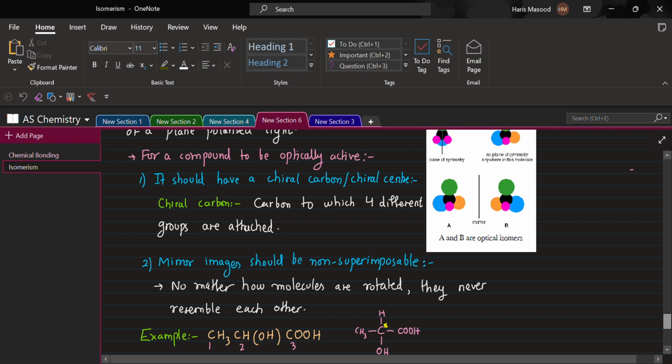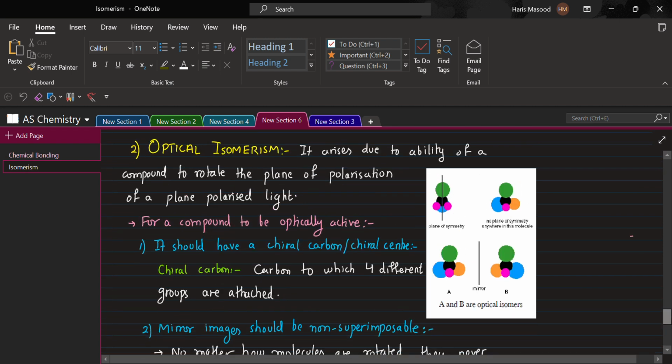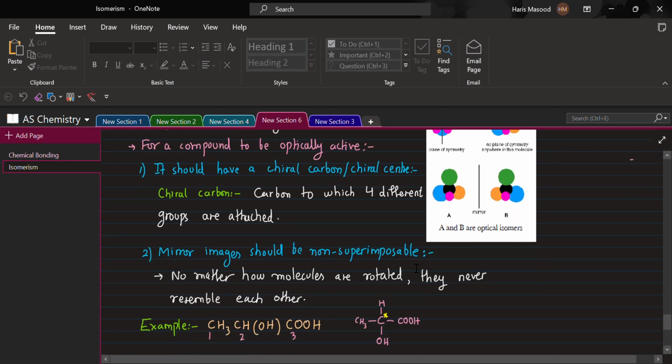So what we studied in optical isomerism is that it arises due to the ability of a compound to rotate, to take a reflection along a plane of polarization. Two conditions are required. It should have a chiral carbon. We saw that it has two different groups attached to it, and the mirror image should be non-superimposable.